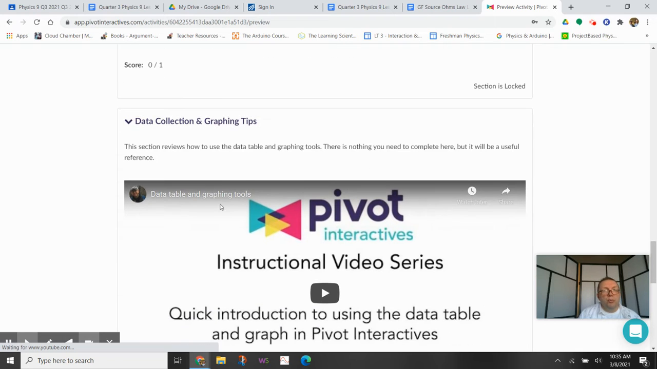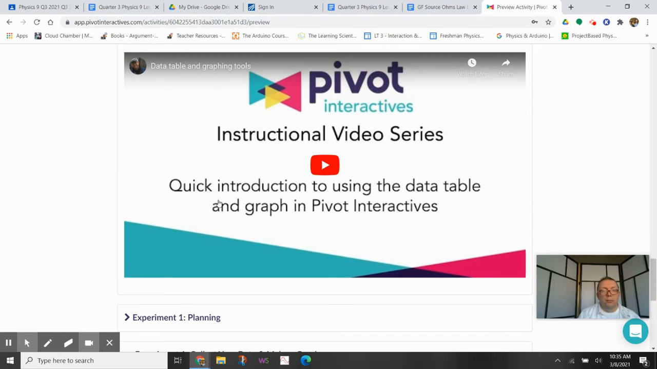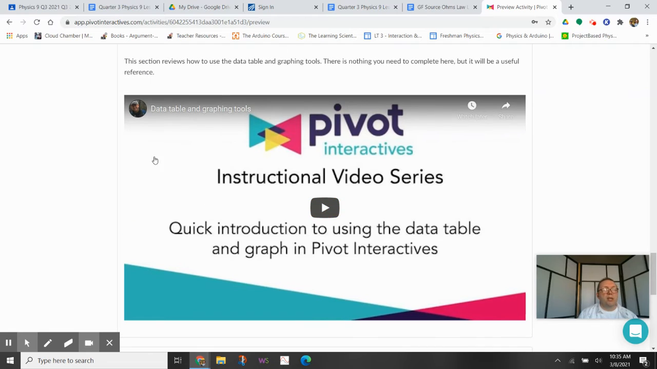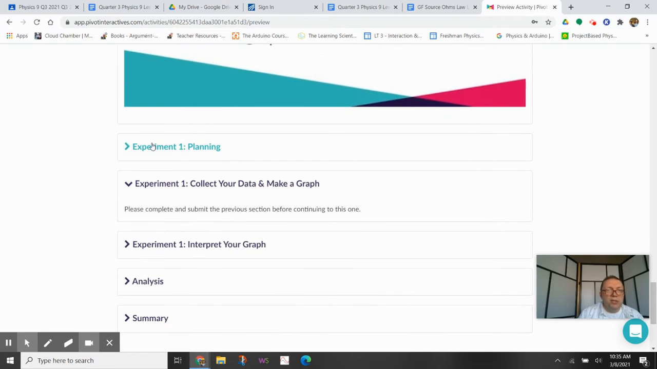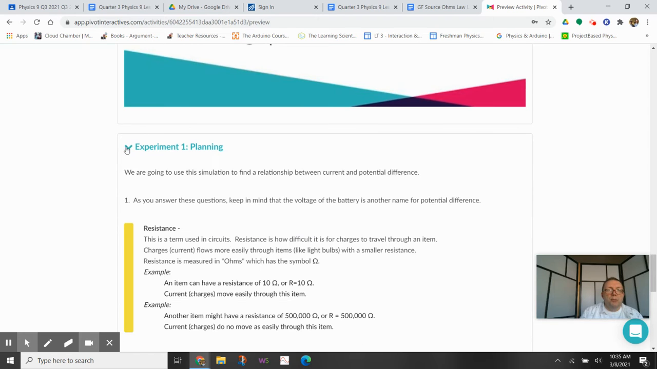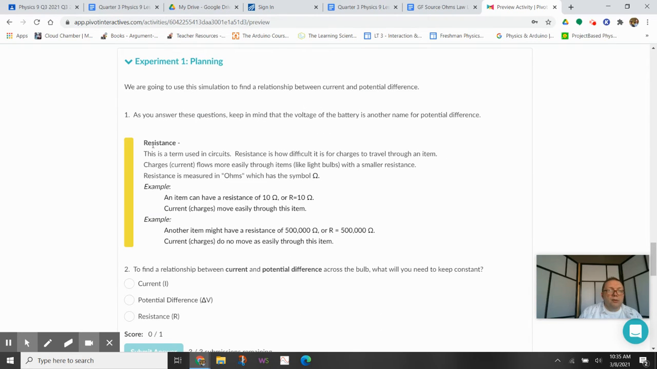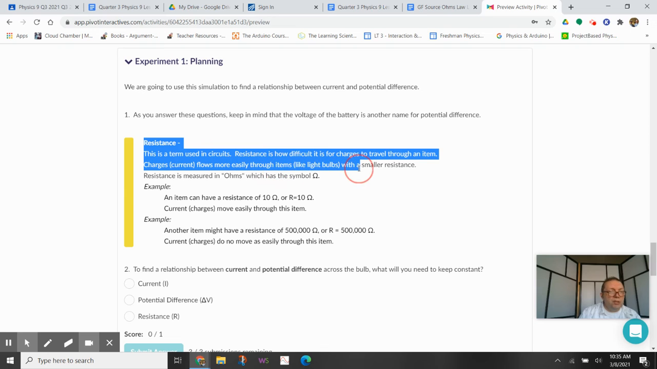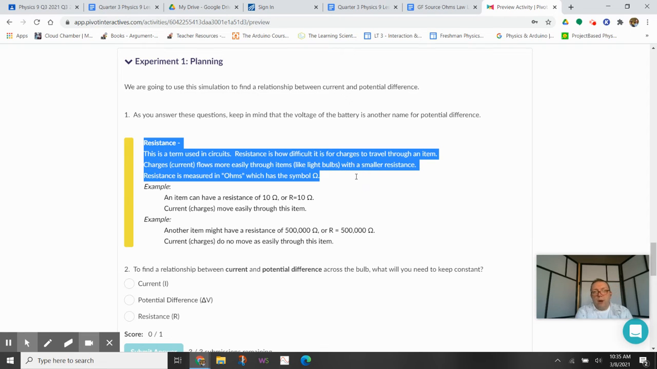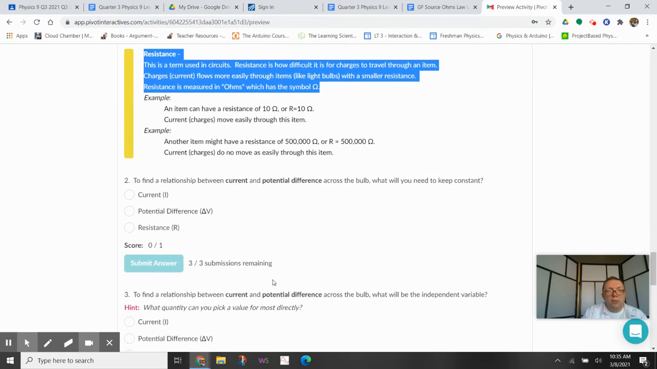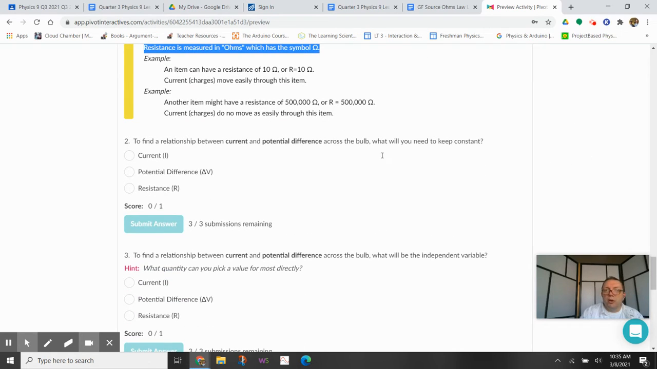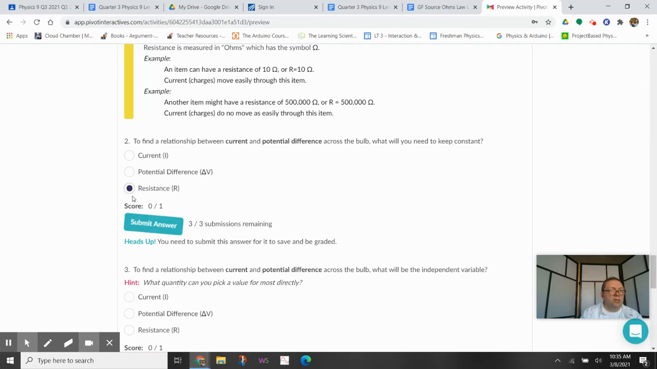There were a few people that forgot or didn't see that little drop, the need to hit the lock, and missed a section. So experiment one, planning. There are just some notes here. Resistance is how much an item opposes or resists current flow. And this talks about our setup. The thing that we're going to try to keep constant is the resistance. We're not going to change the resistance of the bulb.